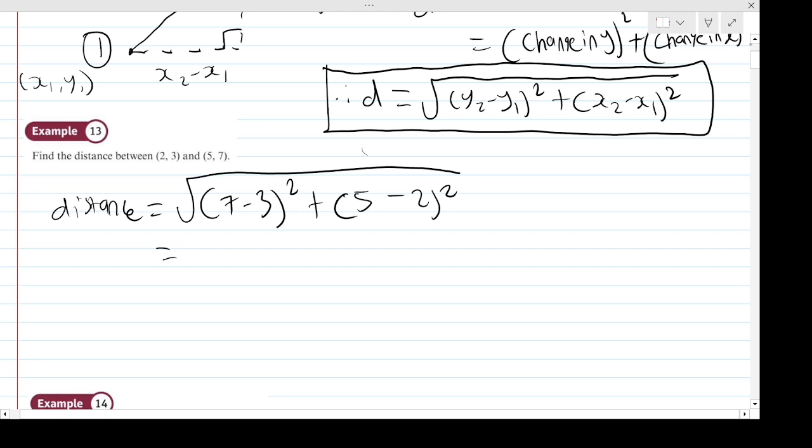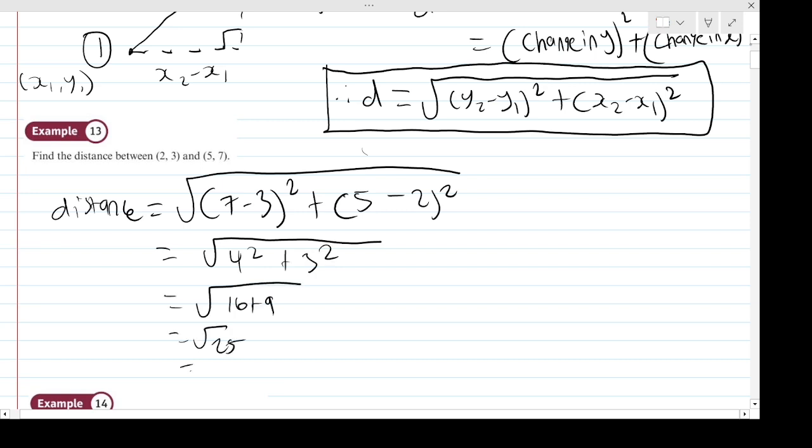Let's just work it out. So this will be the root of 7 minus 3 would be 4 squared, 5 minus 2 would be 3 squared. So then that would give me 16 plus 9, which should be root 25, which should be 5. So that is my distance there. Great, okay.